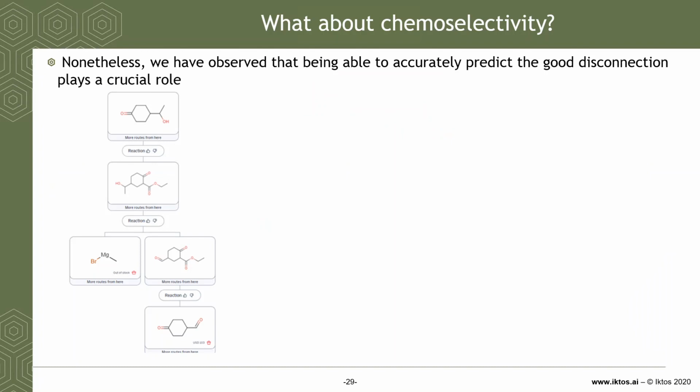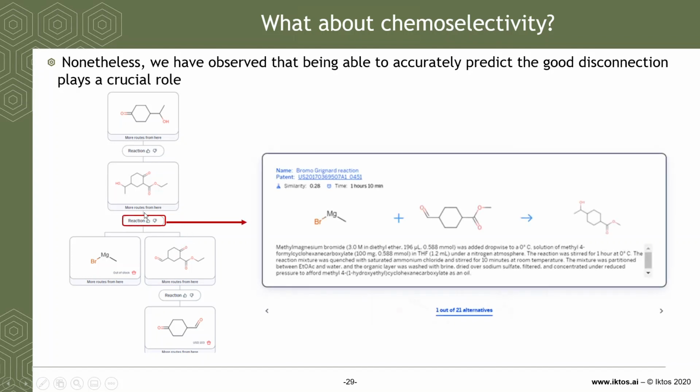We have observed that being able to accurately predict the disconnection is very valuable. For instance, if I want to make this compound, the algorithm proposes to condense this Grignard with that aldehyde derivative. And we all know that a Grignard can react on aldehydes, ketones, or esters. So why does the algorithm propose this reaction? Because we can easily imagine problems of chemoselectivity in this reaction. But if you go to the literature and look at the most similar reaction, you can see that the algorithm has been inspired by this reaction.